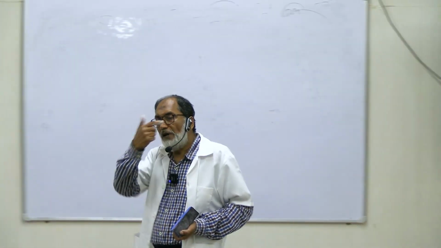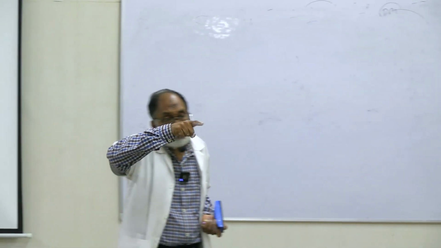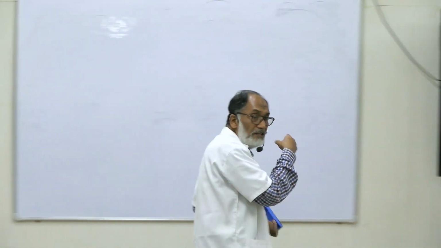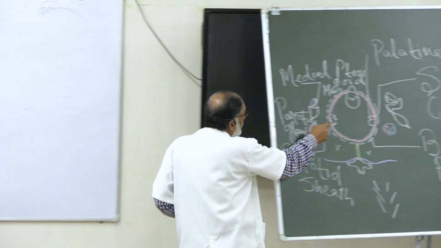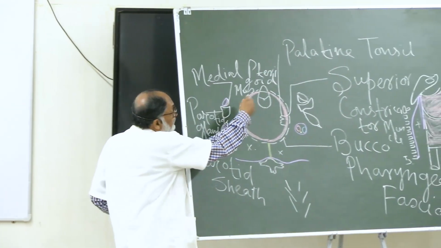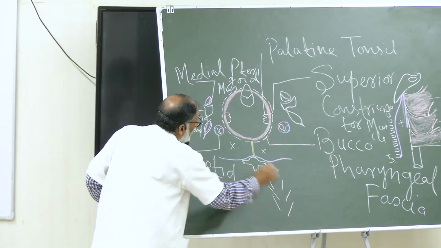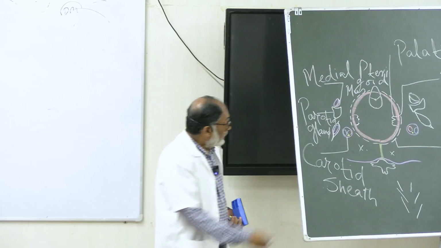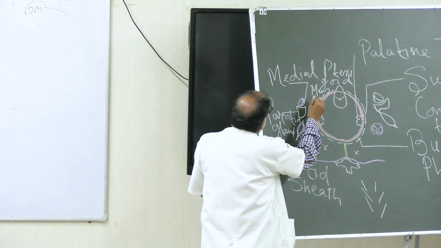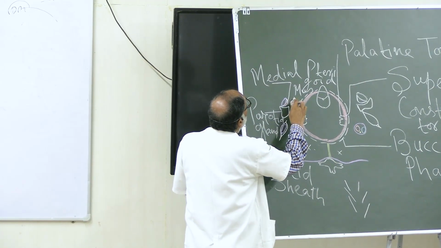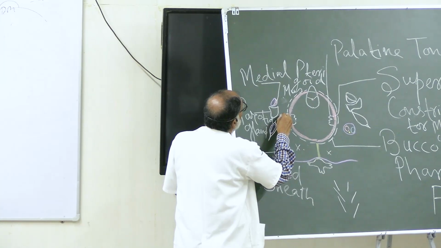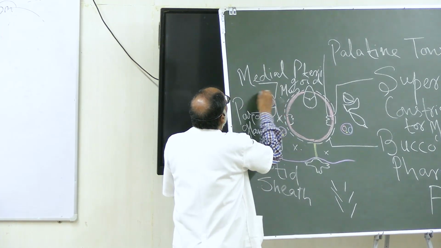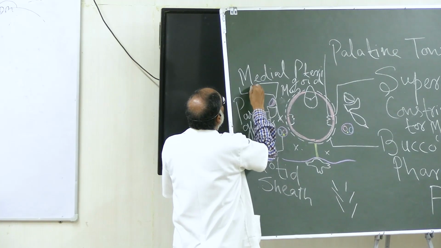If you see your palatine tonsil and if you introduce a probe through the palatine tonsil, it will pierce laterally the constrictor muscle, that is the middle constrictor muscle. And outside the middle constrictor muscle lies the buccopharyngeal fascia. This is the buccopharyngeal fascia. Right. Now this space is known as lateral pharyngeal space.